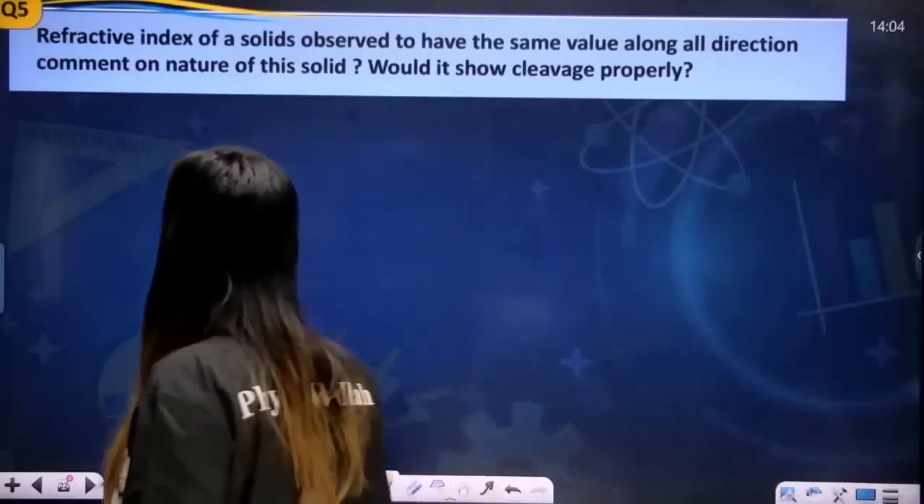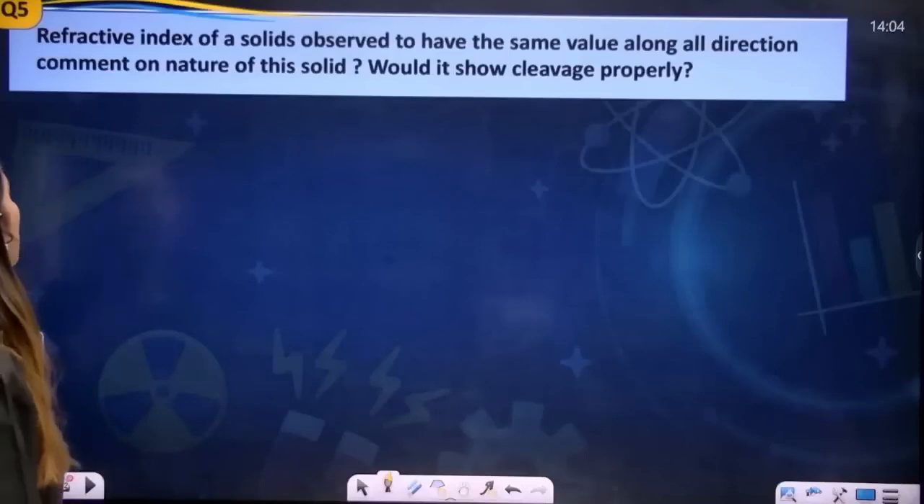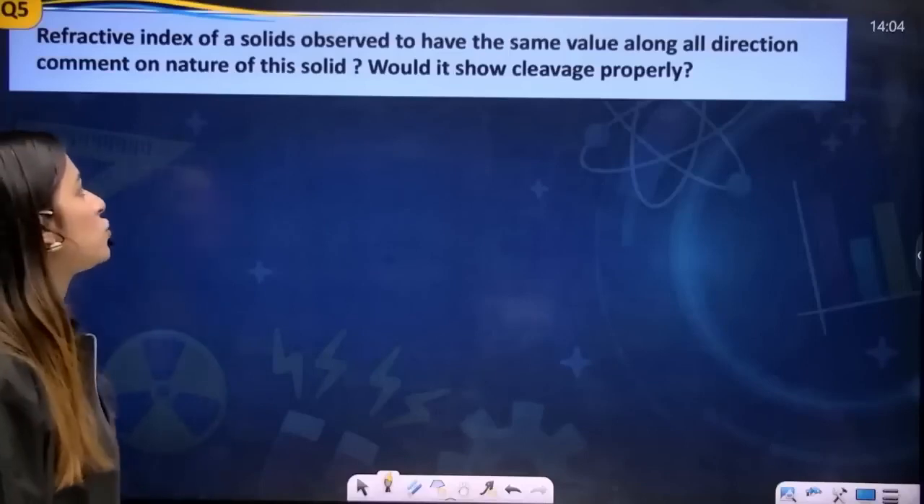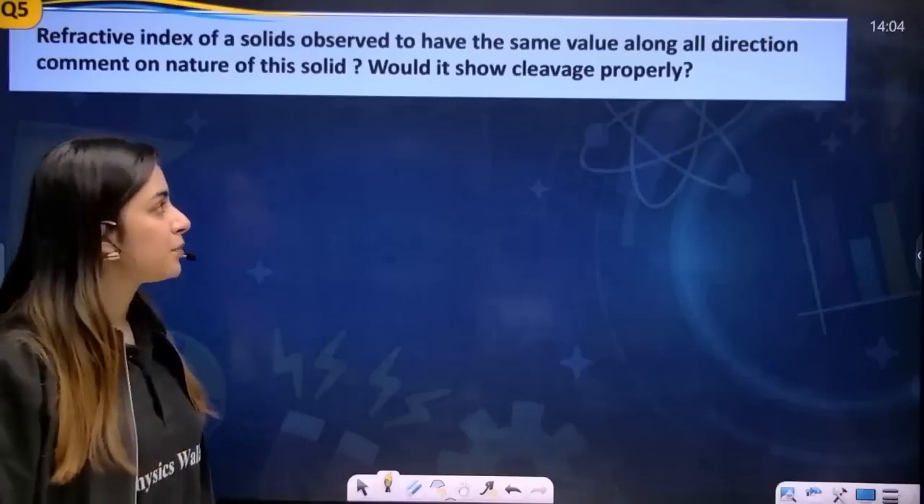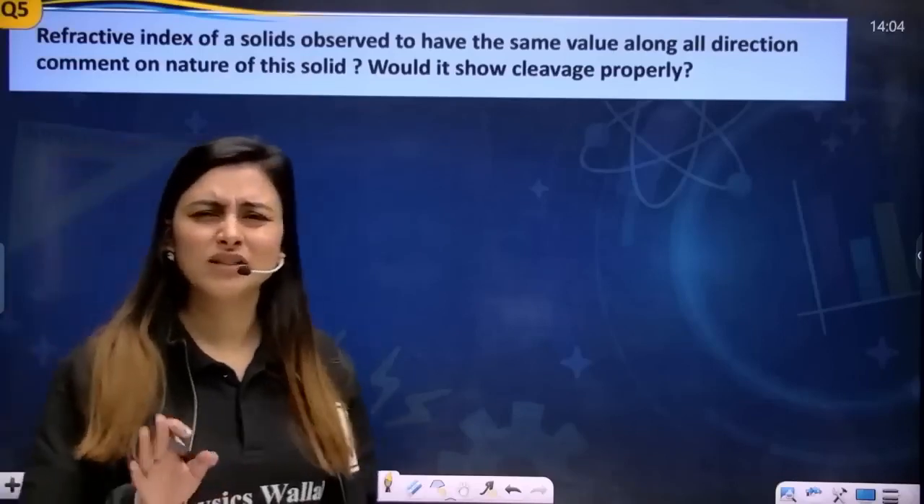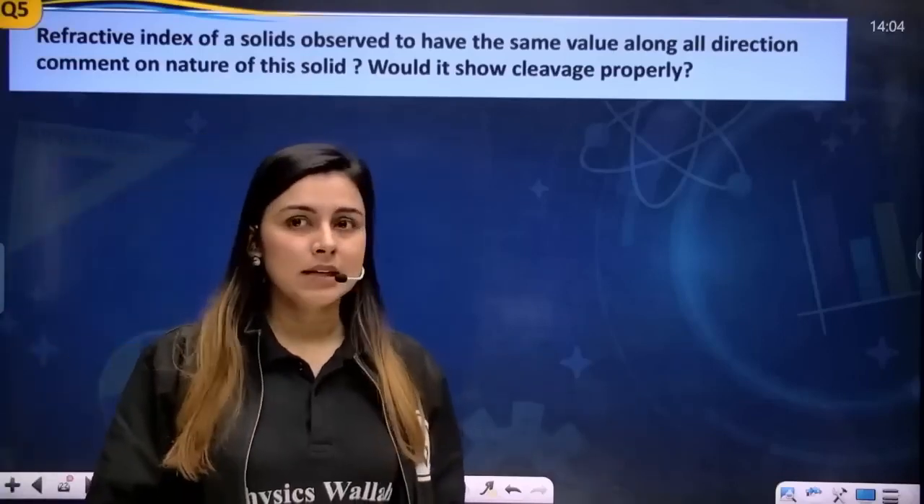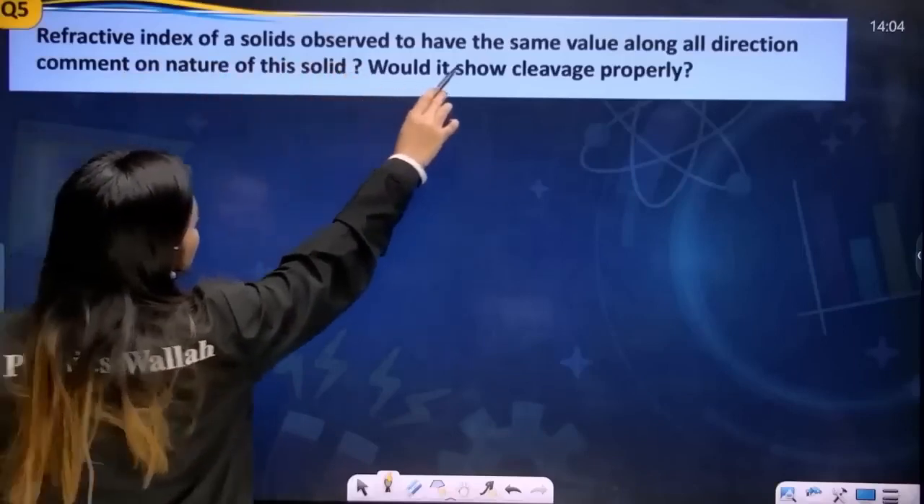The question says that the refractive index of a solid is observed to have the same value along all the directions. Comment on the nature of this solid. Would it show cleavage property? Now just see.